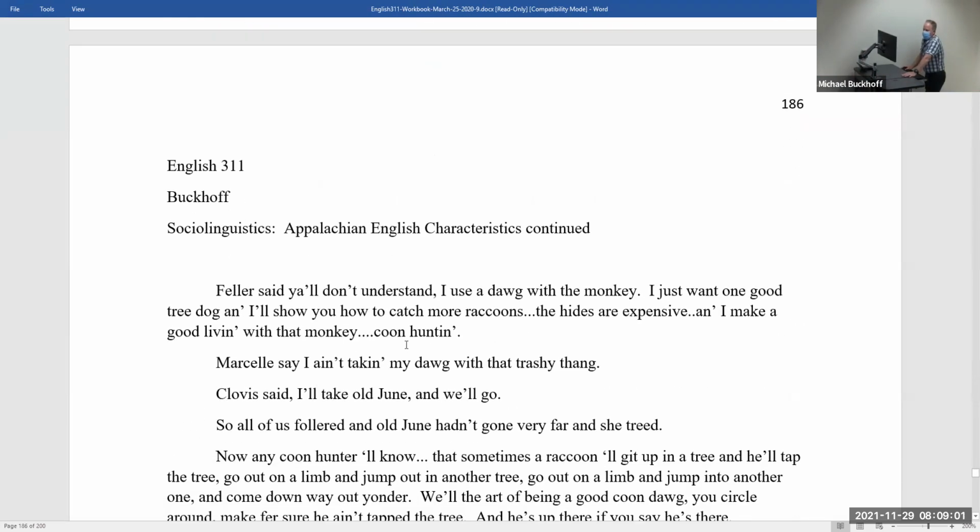He says, fellow, y'all don't understand. I use a dog with the monkey. I just want one good tree dog. I'll show you how to catch more raccoons. The hides are expensive. I make a good living with that monkey coon hunt. Marcel said, I ain't taking my dog with that trashy thing. Cole said, I'll take old June and we'll go.